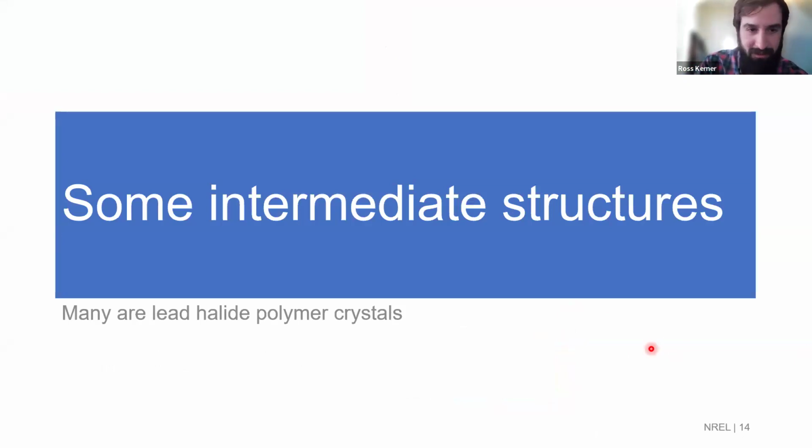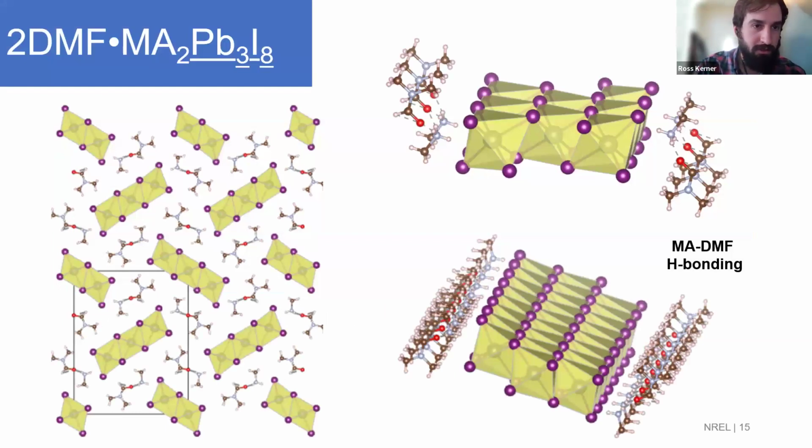And before we get into the real weeds, I just want to show some types of intermediate structures, two different motifs. So this is a really common one. It's two DMF molecules, and then the chemical formula is MA2Pb3I8. I've been referring to this as the Pb3I8 phase. And it's this crystal where these ribbons are coming in and out of the screen. And these ribbons look like a small ribbon of lead iodide terminated by MA-H bonding, and the MA is solvated by DMF.